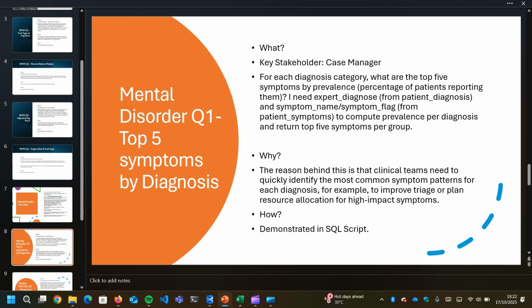So the first question here said the key stakeholder is the case manager. For each diagnosis category, what are the top 5 symptoms by prevalence? That's the percentage of patients reporting them. So I need the expert diagnosis from patient diagnosis and symptom names and symptom flags from patient symptoms to compute prevalence per diagnosis and return the top 5 symptoms per group. In other words, all we need here is the top five symptoms by diagnosis.